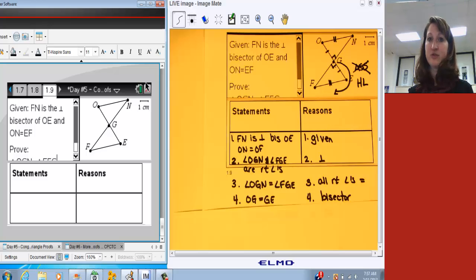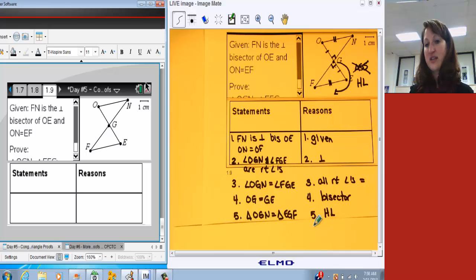The other part of that first given is the bisector part. The bisector part tells me that OG and GE are equal, and that again, that's bisector. And then that's enough to say that the two triangles are congruent using hypotenuse leg.